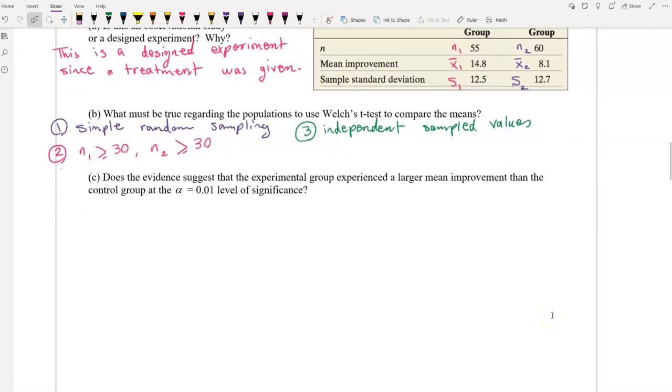Part C. Does the evidence suggest that the experimental group, which is group 1, experienced a larger mean improvement than the control group, which is group 2, at alpha equal to 0.01 level of significance? So this one is group 1, and here group 2. Starting to test.